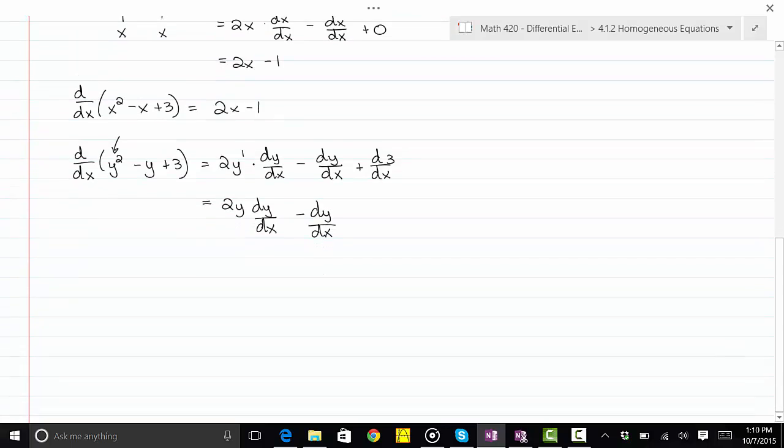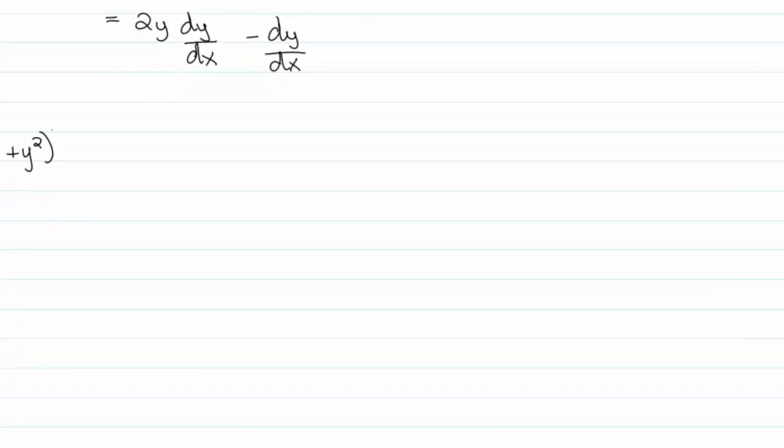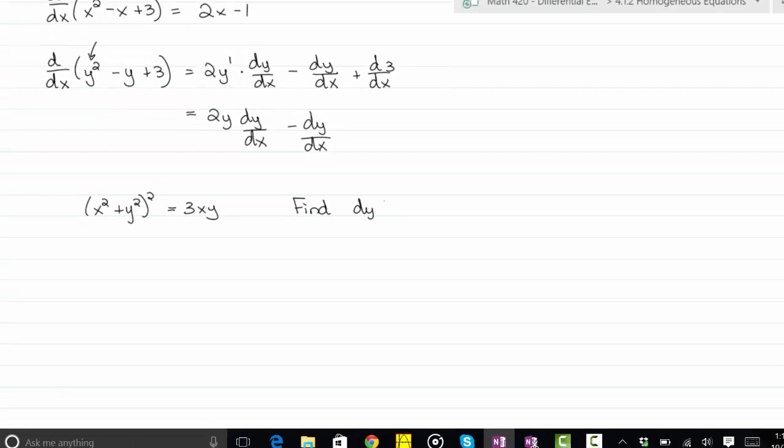Now let's continue forward. You want to do implicit differentiation. Suppose for a moment that I told you that the quantity x squared plus y squared, squared, is equal to 3xy. And I wanted to find dy dx.